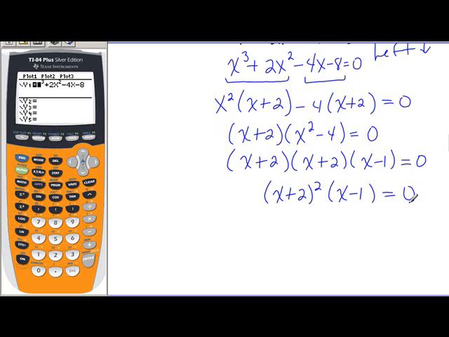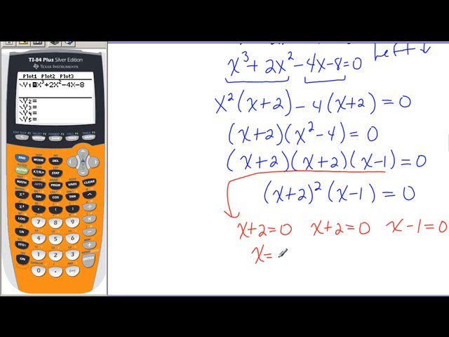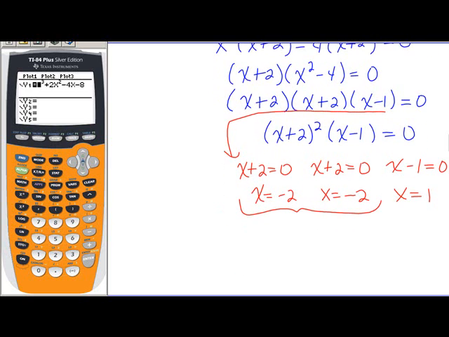Now, if we're finding the zeros, you're going to set each of your factors equal to 0 and solve for x. So I'm going to work with the factors all separately, and I get x is equal to negative 2, x is equal to negative 2, x is equal to positive 1. When you have a 0 that's repeated, okay, we've got negative 2 is a 0, but it's a 0 twice. Sometimes this is referred to as a double 0.